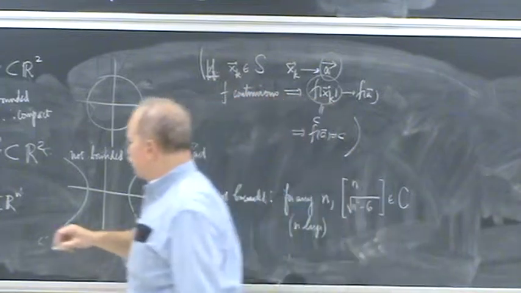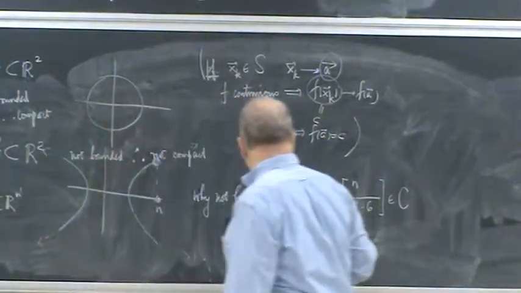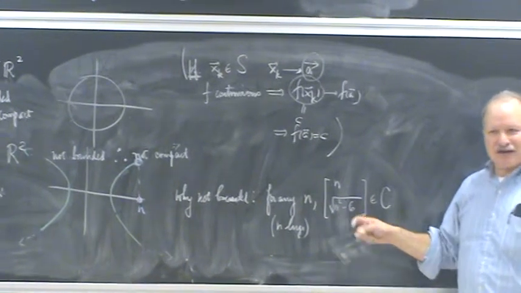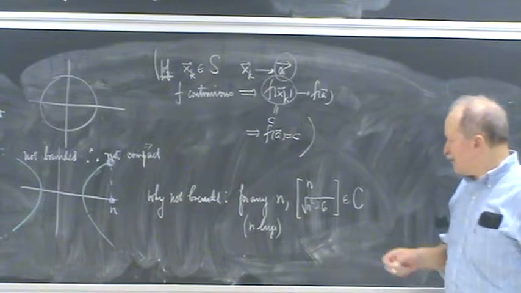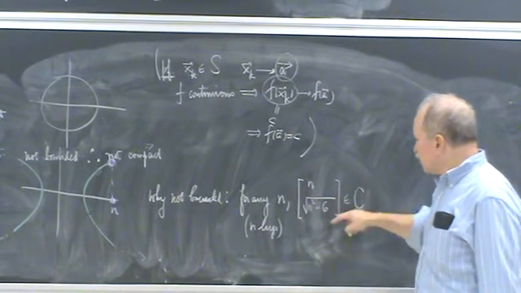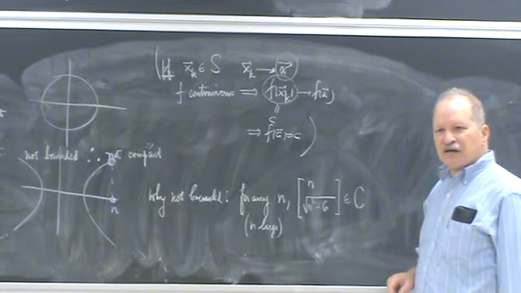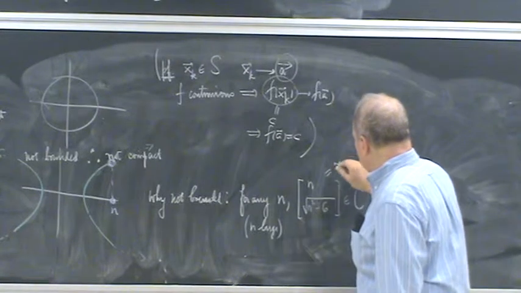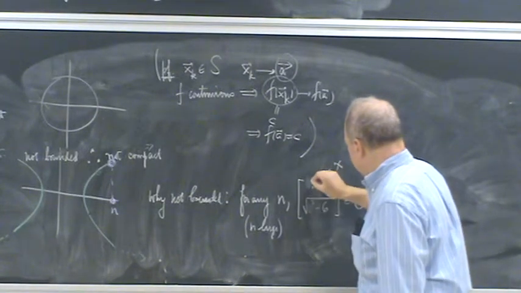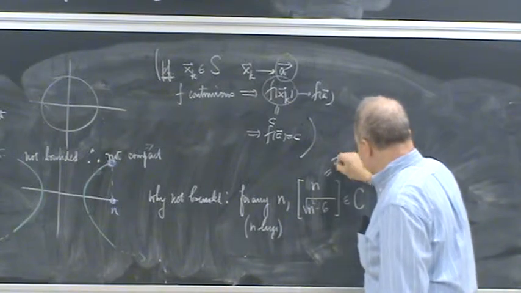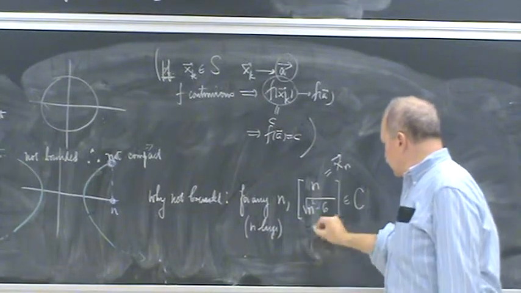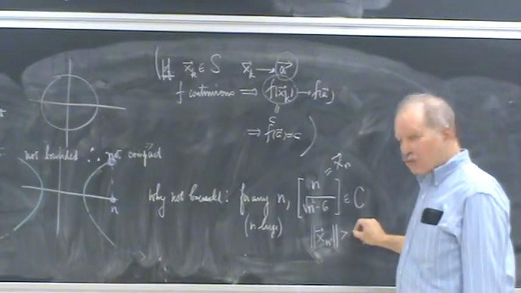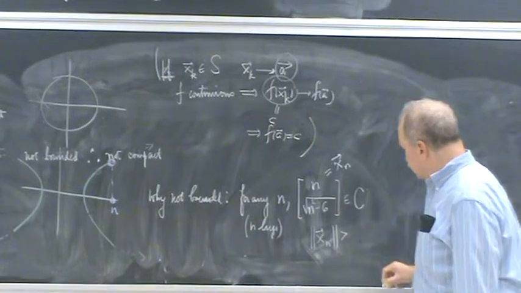So I'll call this c for curve. I need n large to be able to take the square root of n squared minus 6. So n bigger than square root of 6, say. But can you see what the magnitude of this vector is doing as n goes to infinity? It's approaching infinity. Call this point x of n. The y is going to approach... it's greater than n for sure.